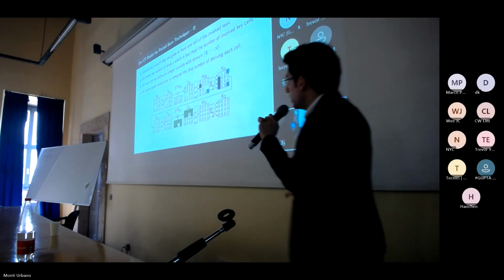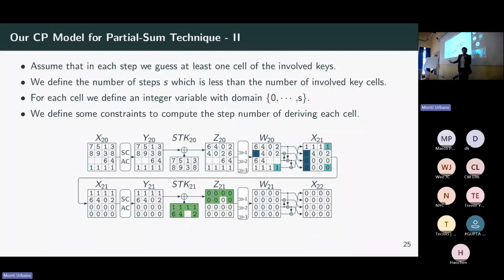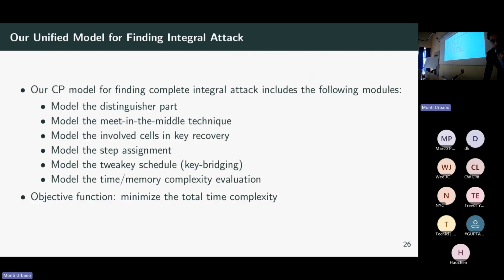Yeah. So our model for the key recovery actually determines these labels, right? Now imagine we have a CP model for the distinguisher. We have another CP model for the key recovery, which models the partial sum technique. Just put them together and set the objective function to minimize the time complexity. Then this gives you a model to find a complete integral attack, but not for every cipher, just for strongly aligned ciphers, right?